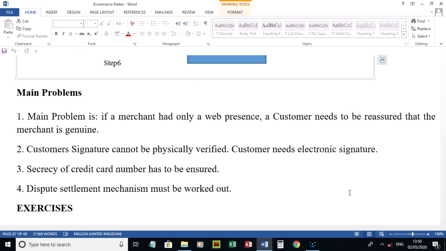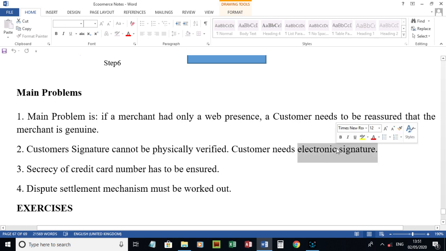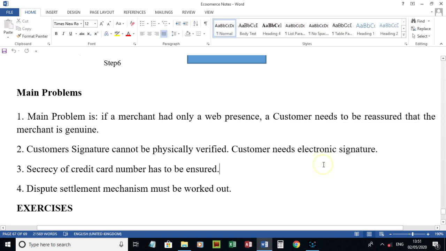But when you enter online business or e-commerce, the electronic signature is not something from general English. It is technical English from information systems, computer networking and internet technology.